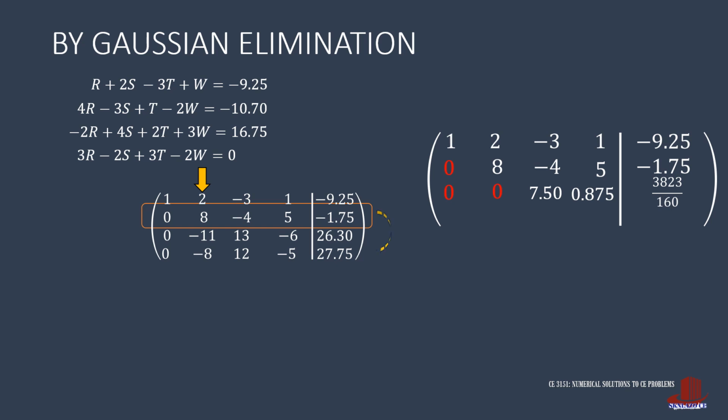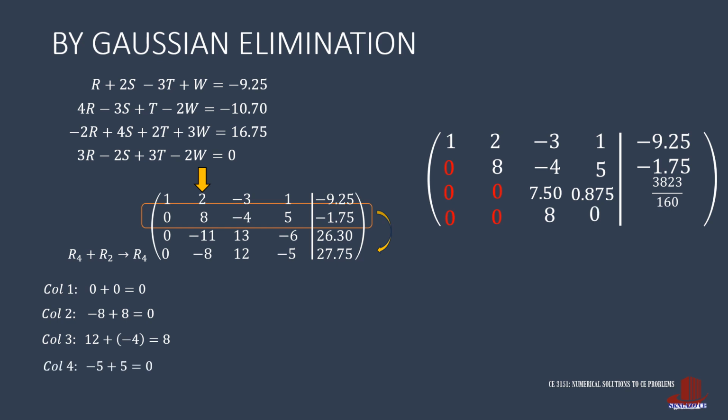Now eliminate 4, 2 with the operation row 4 plus row 2 as the new row 4. The first element then has 0 plus another 0 for the other row, giving also 0. The next element has negative 8 plus 8, making 0. The third element has 12 plus negative 4, making 8. The fourth element has negative 5 plus 5, which is 0. The last is 27.75 plus negative 1.75, giving 26.